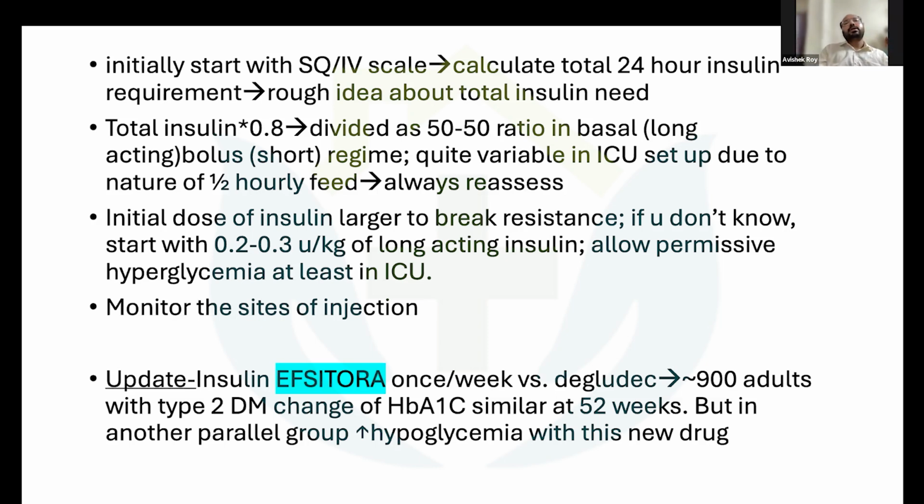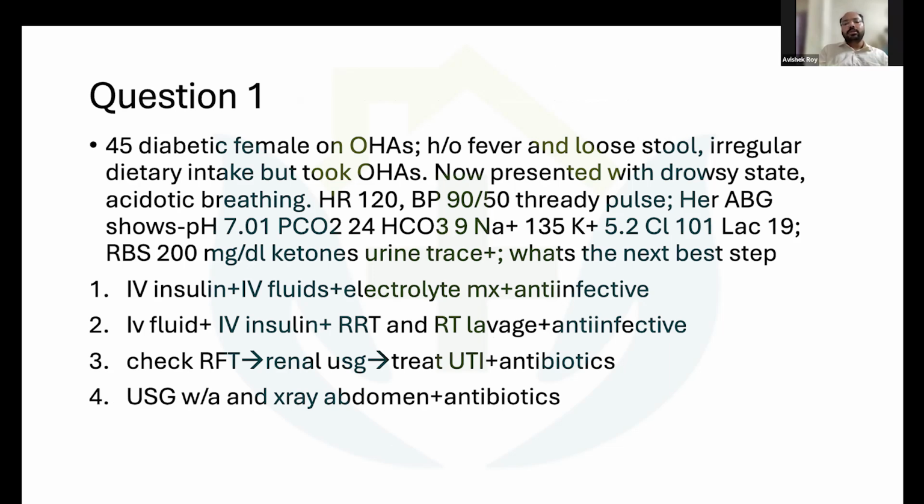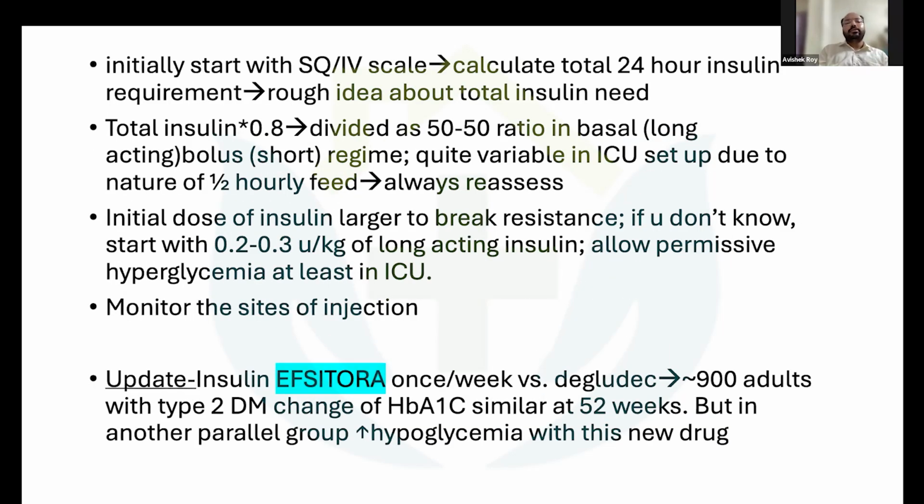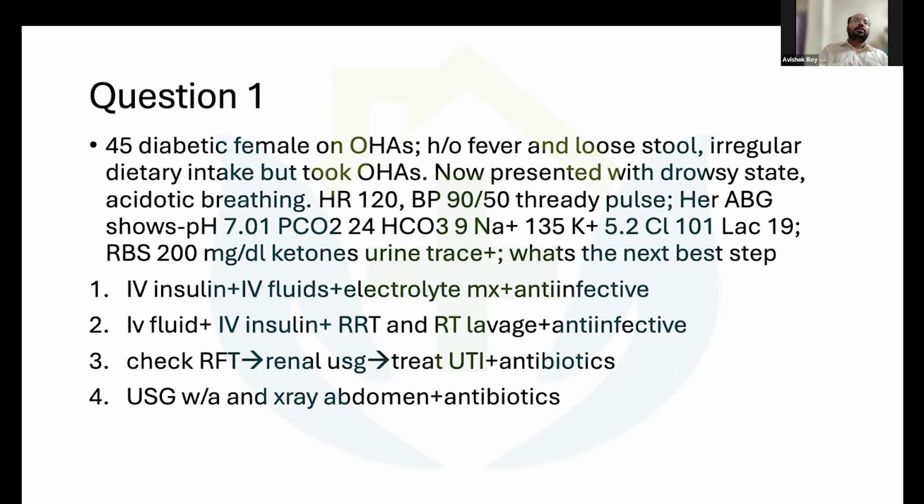And the recent update that has come is insulin Icodec, that's given once per week. All we have read till now, the longest acting was insulin degludec, which is given once daily, but this is given once per week. Surprisingly, it has shown similar glycemic control at 52 weeks, that's a year. But in one parallel group, there was an increased incidence of hypoglycemia, so its safety is still not established. I'll now discuss 5 questions which are conceptual.